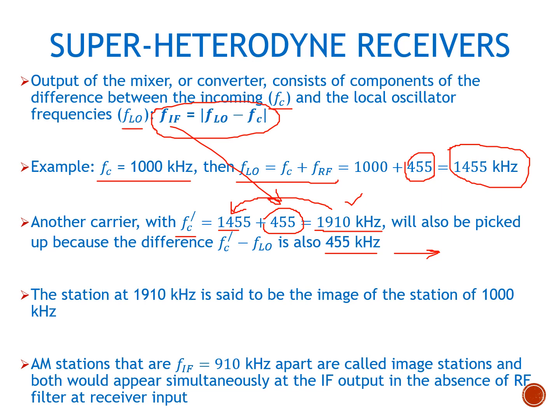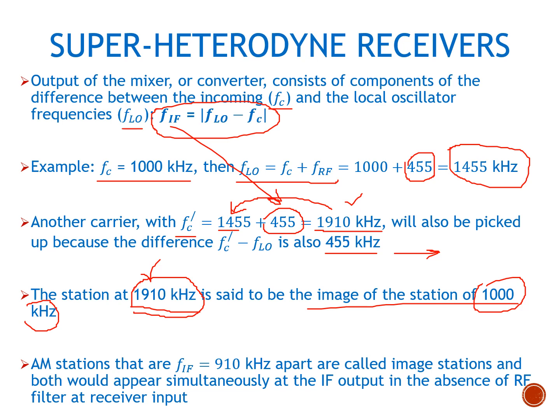So these two channels are called the image channels. The channel at 1910 kilohertz, which is the undesired one, is the image of the 1000 kilohertz channel. Because these two frequencies are at very different values, the RF stage can easily filter this one out. So that is the main purpose of the RF stage that we have at the input of the receiver.